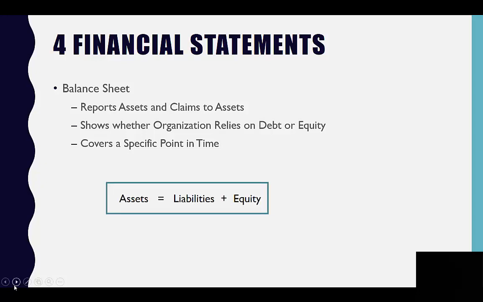The skeleton form of a balance sheet looks like this. Assets equals liabilities plus equity. This should look familiar. This is our basic accounting equation that we have learned.